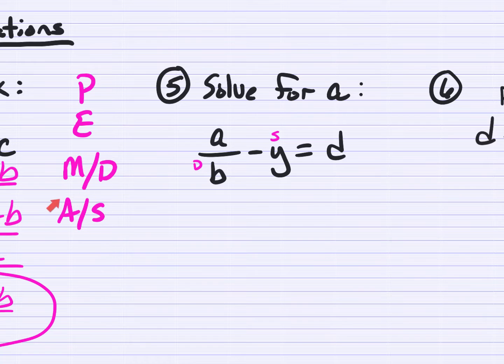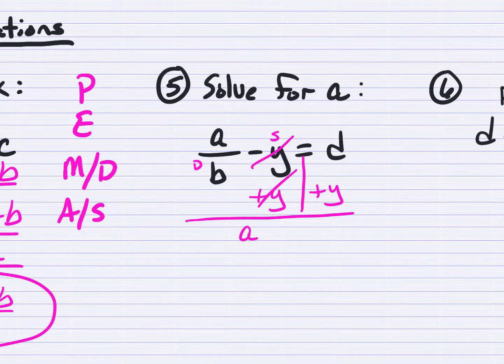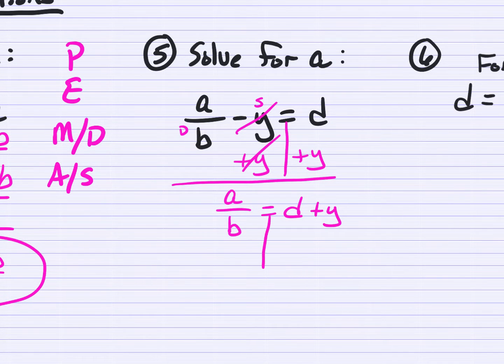Well, according to our reverse order of operations, I have to get rid of anything that's being added or subtracted first. So on this one, I have to get rid of the subtracting y. And to get rid of subtracting y, we have to add y. So on the left-hand side, I have a being divided by b equals d plus y. Now again, we have to keep going until we get the a all by itself. The only thing that's on the same side as the a is the b, and the opposite of dividing by b is multiplying by b.